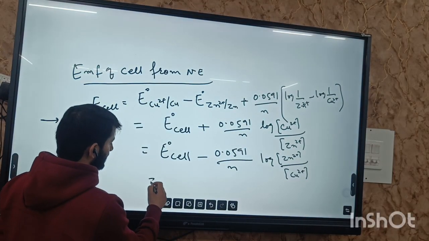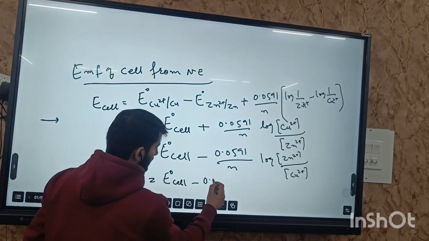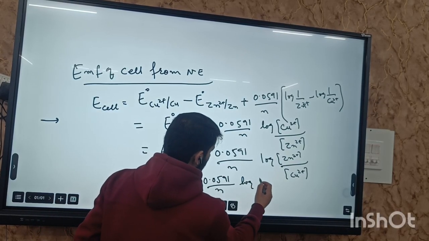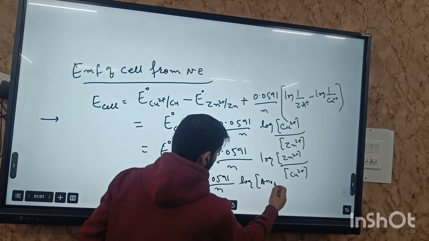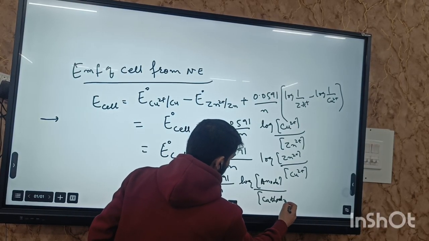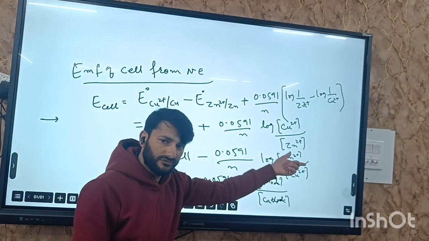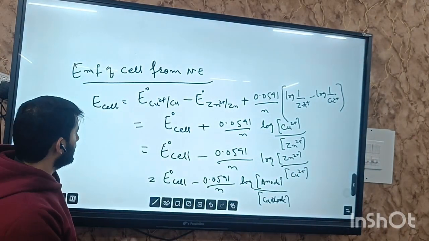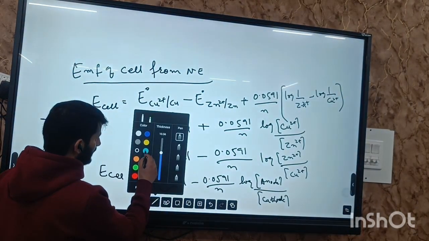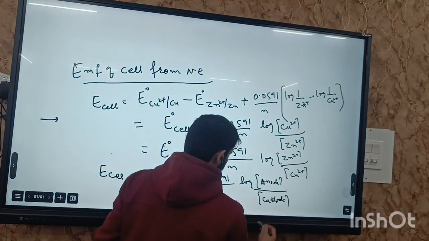So what will be the general reaction? In general it will be E cell equals E naught cell minus 0.0591 divided by n log of concentration of anode divided by concentration of cathode. Okay, that is how you get the EMF of the cell. Now, if you are given the concentrations of the two, you can easily calculate the EMF of the cell, provided you are given this value. This should be given and the concentration should be given.